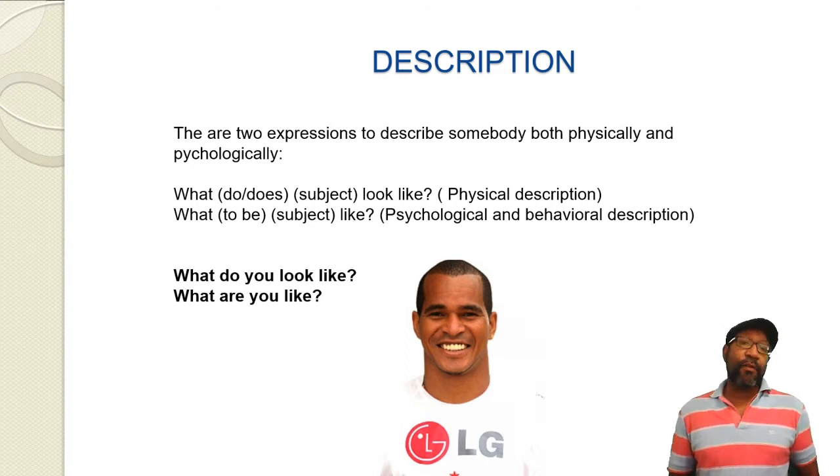Because if you ask what are you like, the answer you want is the psychological and behavioral description, right? And this is an interesting one because sometimes, in my opinion, it is easier for people to describe physically than to describe psychologically and behaviorally, because there are some features in us that we don't want to show off, right?